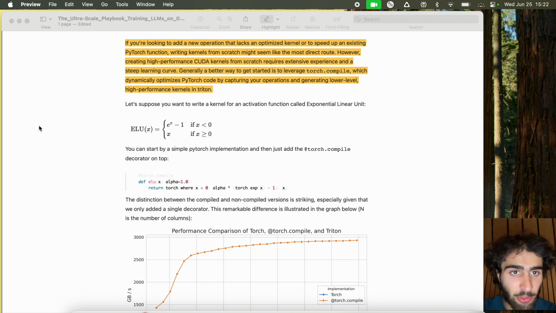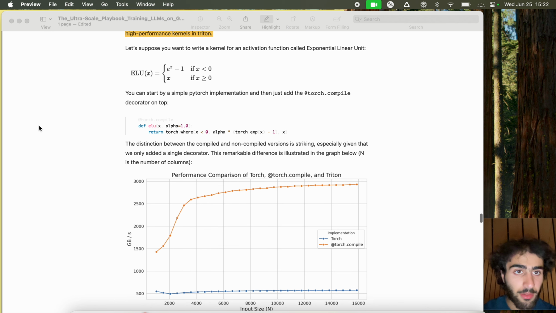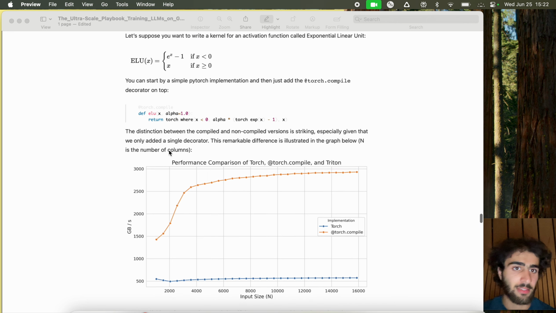But then if it's less than or equal to 0, it's exponential of x minus 1. And you can start with a simple PyTorch implementation, which is literally: if x is less than 0, we do torch exponential of x minus 1. If not, it's x, and ignore the alpha because it's just equal to 1. And this is essentially the simple torch implementation.